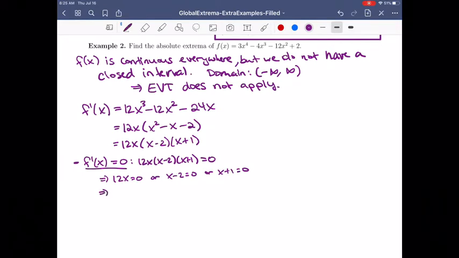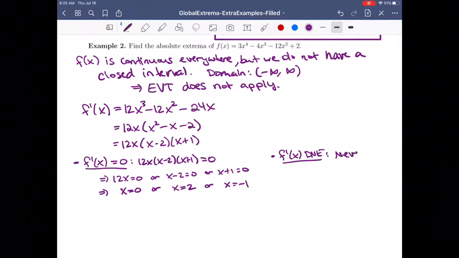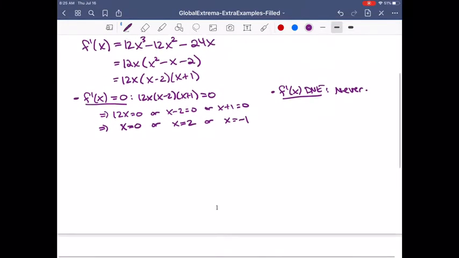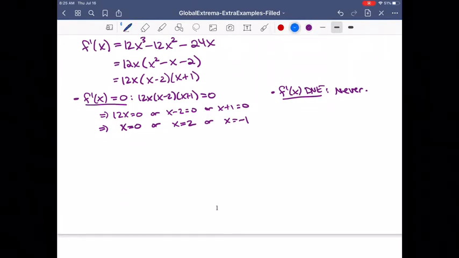So 12x is 0 when x is 0. x minus 2 is 0 when x is 2. And x plus 1 is 0 when x is negative 1. Okay, and then if we think about where our derivative does not exist, it always exists because it's a polynomial, so we don't have to worry about that. So we get 3 critical numbers.